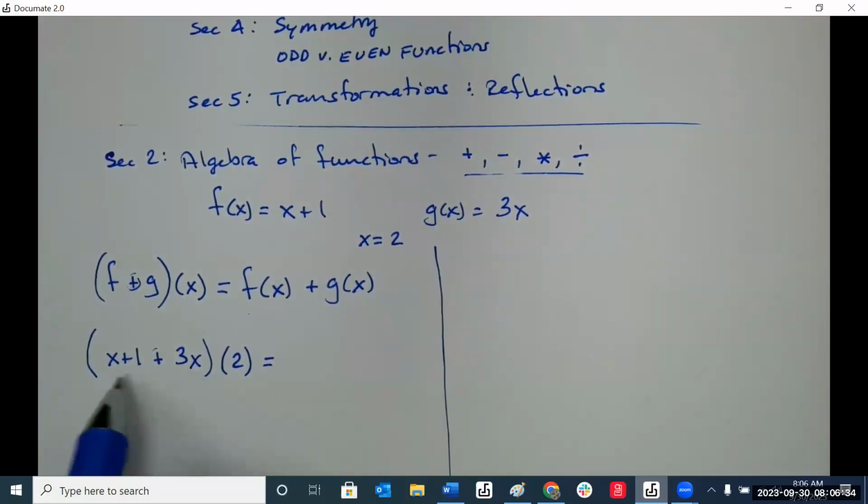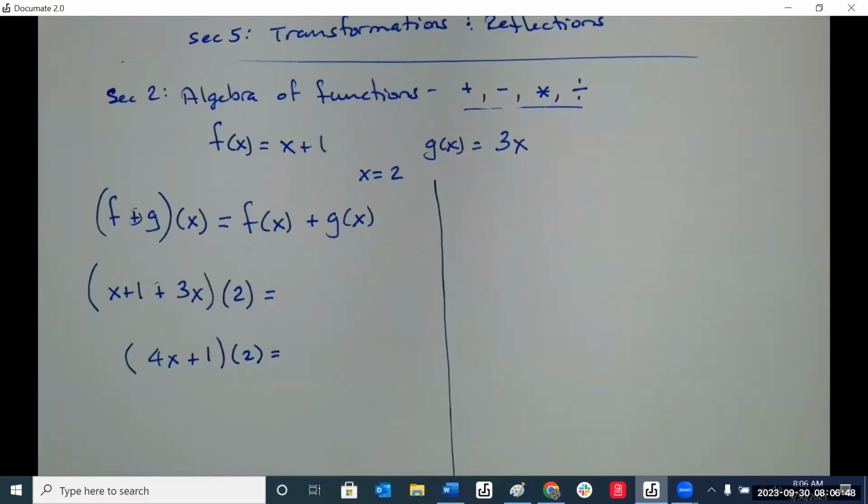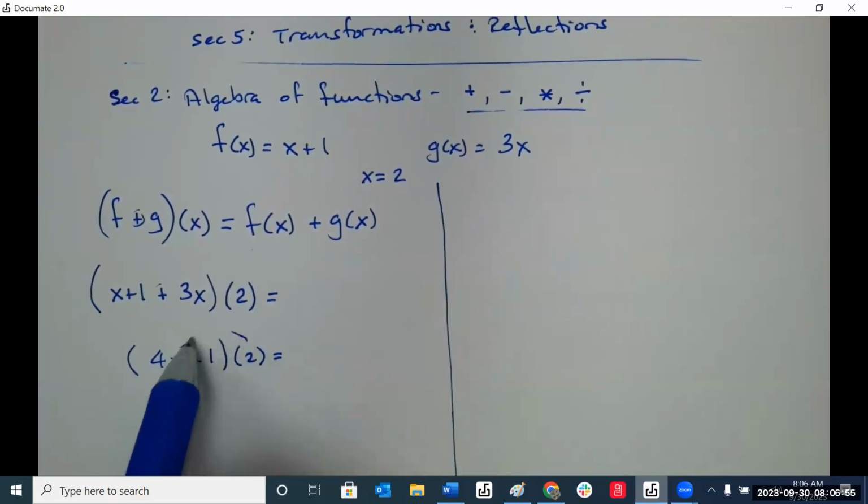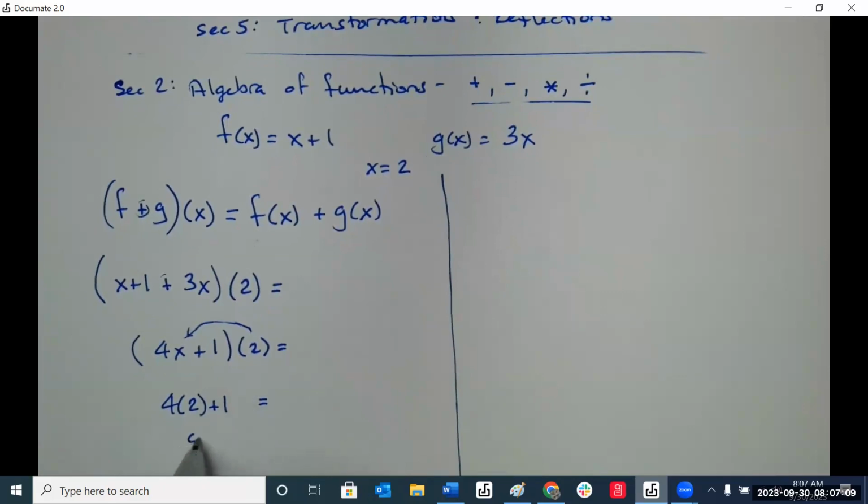So on the left-hand side, we can combine like terms first. x plus 3x is 4x plus 1. So this is my f plus g. Now I'm going to plug in 2 for x. This doesn't mean multiplication. This is still the f of x notation. So anywhere I see an x, I put a 2. 4 times 2 is 8, plus 1 is 9.